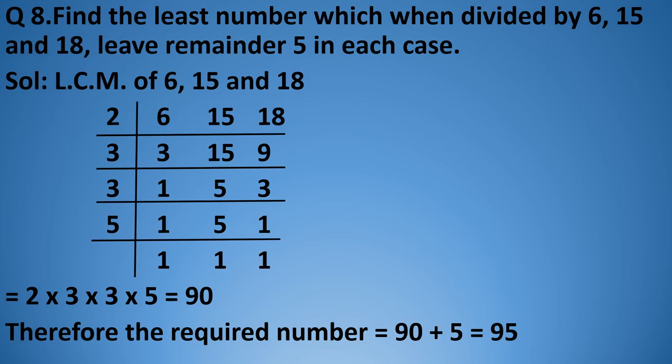For the remainder we will add 5, because 90 is exactly divisible by 6, 15 and 18. And remainder is what? Remainder is the leftover part. Whatever is left. So if we want anything to be left, then we have to add 5 to that. So the required number is 90 plus 5, which is 95.